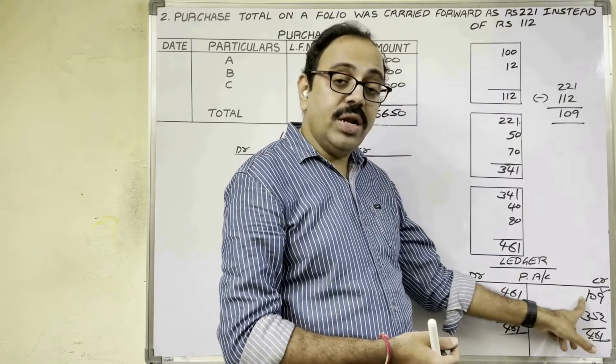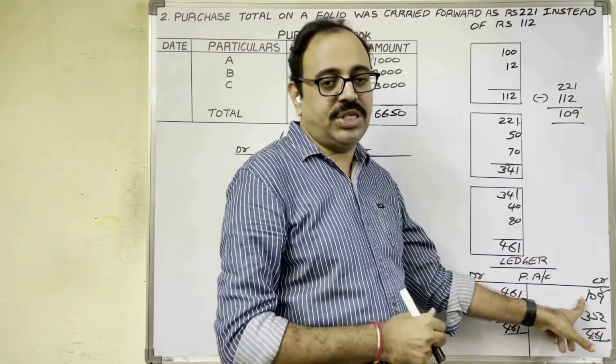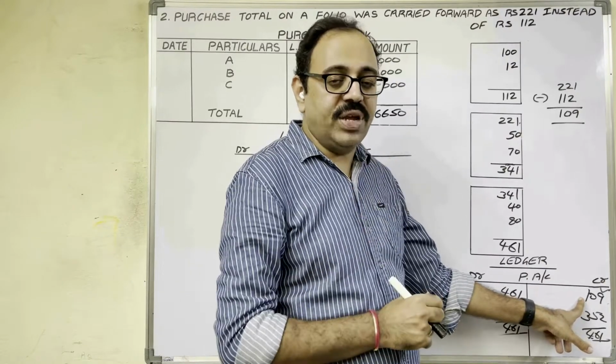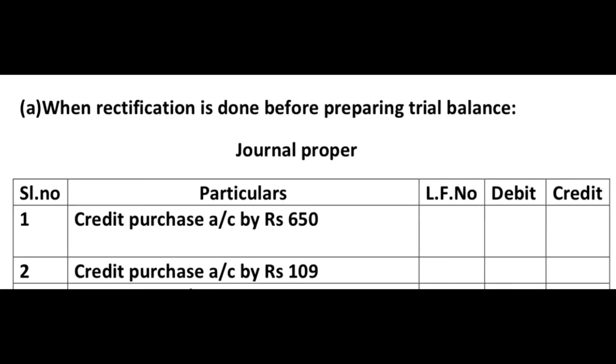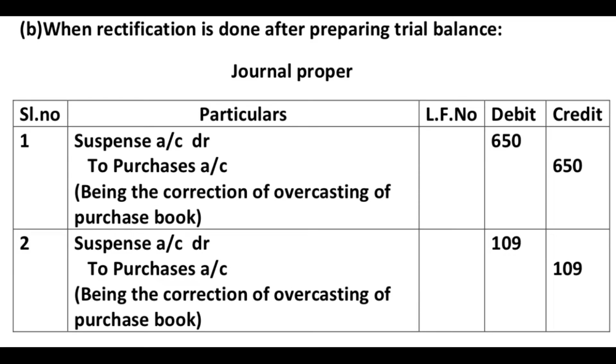Purchases account is coming on credit. So debit should be suspense account. Rectification of error entry is suspense account debit to purchases account. A. When rectification is done before preparing trial balance, in particulars column, we have to write a sentence for this: Credit purchases account by 109 rupees. B. When rectification is done after preparing trial balance, then entry is suspense account debit to purchases account 109, 109. Narration: being the correction of overcasting of purchase book.